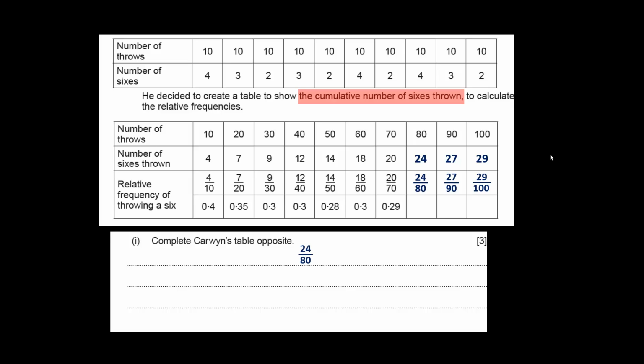So 24 80ths. You might notice you can divide top and bottom by 8, and we get 3/10, which is 0.3. 27 90ths, you might notice you can divide the top and bottom by 9, and that gives us 3/10, which we know is 0.3. And there's the last one there, 0.29, because 29 hundredths is 0.29. So there we are, we've worked out all of the relative frequencies from that table.